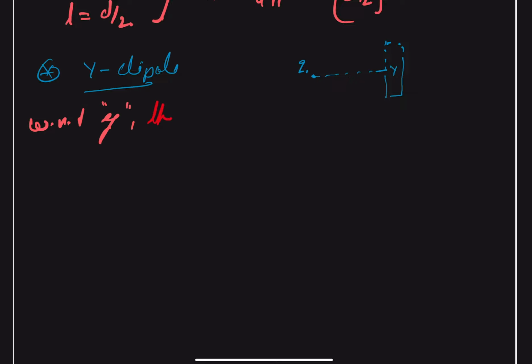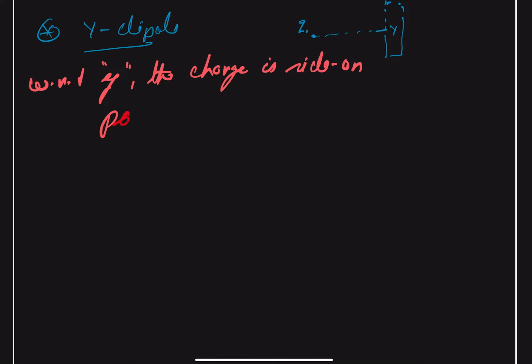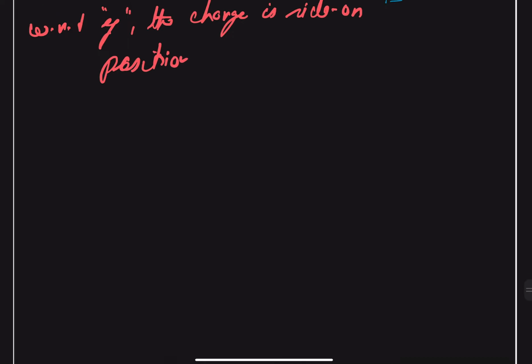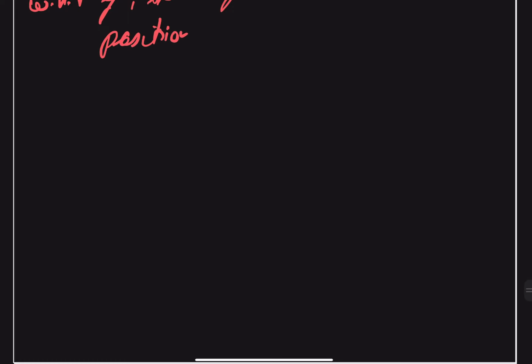the charge is in the side-on position. Therefore, we can write that our magnetic field will be mu naught by 4 pi, magnetic moment we can put capital M, and this will be r square plus L square, raised to the power 3 by 2.